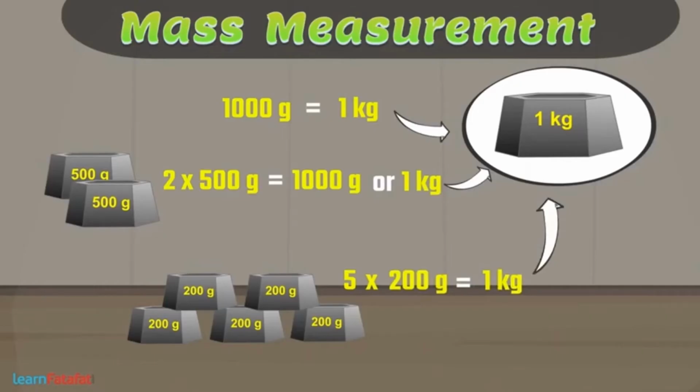Children, these are all the standard weights. If you want to measure 1 kilogram, we can use a 1 kilogram standard weight, or two 500 gram weights will also give us 1 kilogram. Or if you have 200 gram standard weights, five 200 gram weights will be used to make 1 kilogram. Likewise, children, we can use the standard weights.